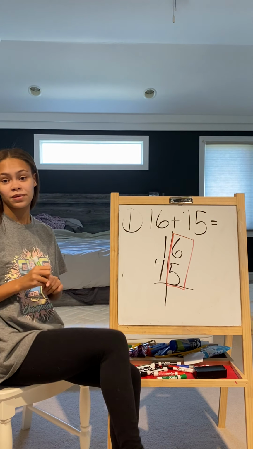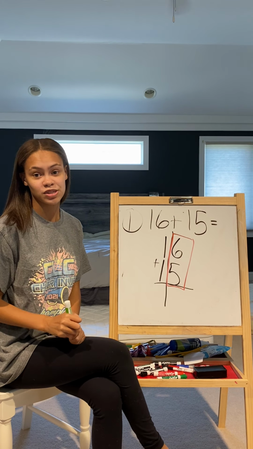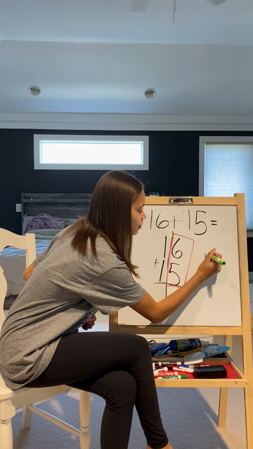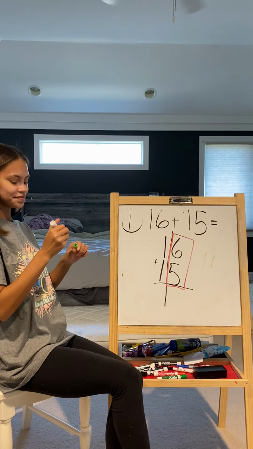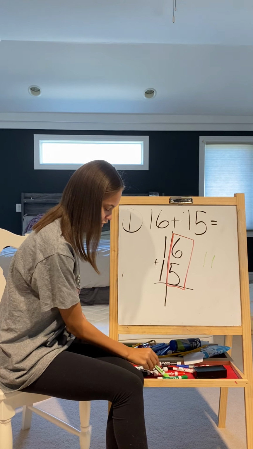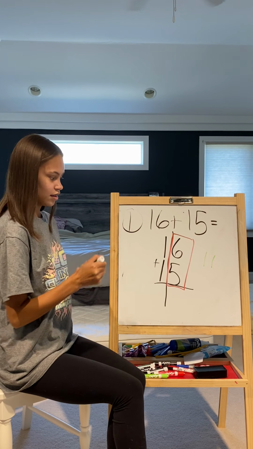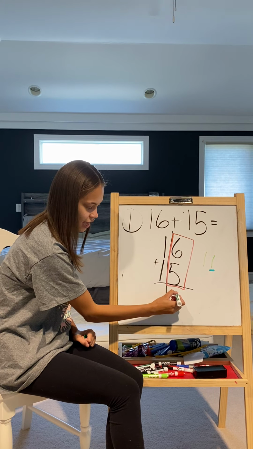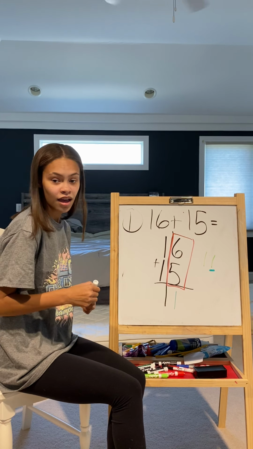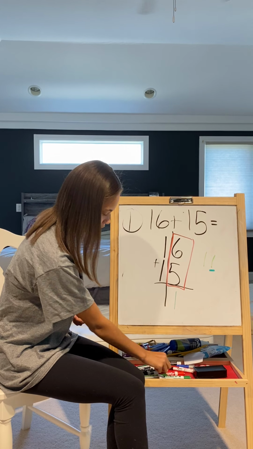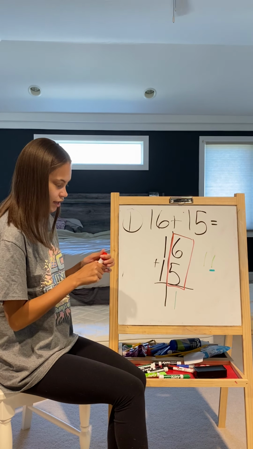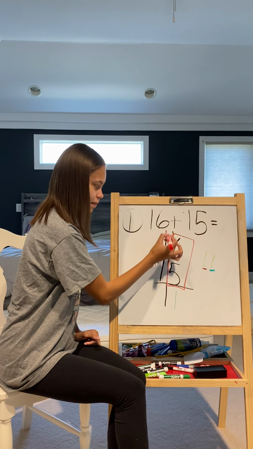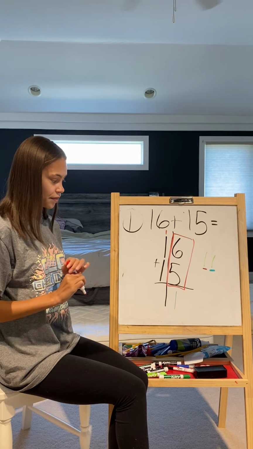The two numbers we have are 6 and 5. What happens when you add 6 and 5? You get 11, so I'm going to write that here. You take the back number, which is 1, and put it right here. Then you take the front number, which is a 1, and carry it up on top of the first column.